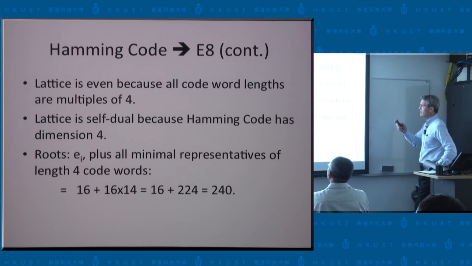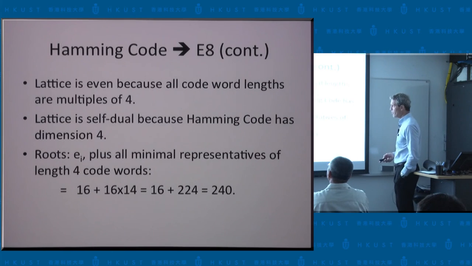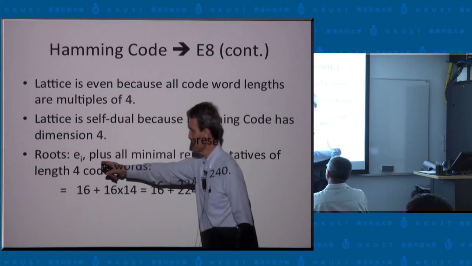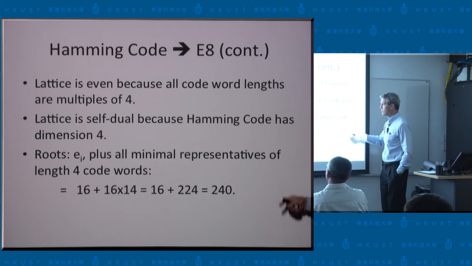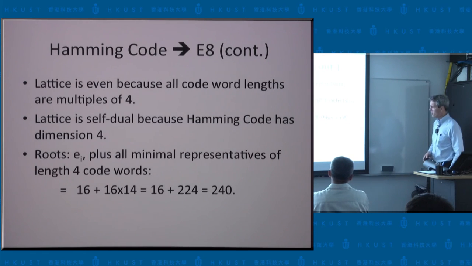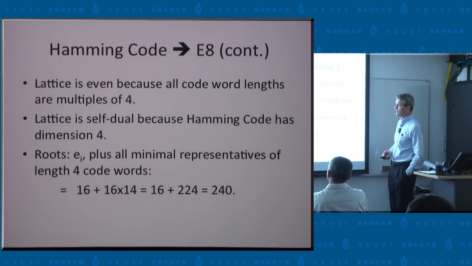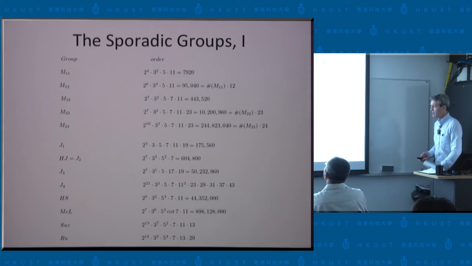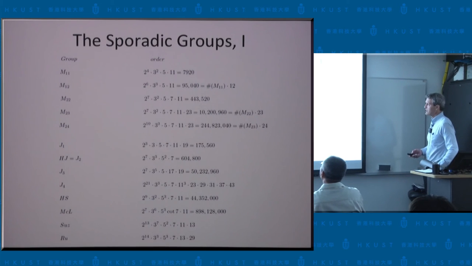The lattice is even because all the code words have lengths that are multiples of 4, and it's also self-dual for the same reason. The roots will be the standard basis vectors, because we've dilated them by 2, together with all the representatives of the code words, which altogether give you 240 roots. So this is another way to generate the lattice E8. You see that the geometry of the cube can be used to construct the exceptional Lie algebra E8. Now, I've gone over time, but I'd just like to finish up quickly.